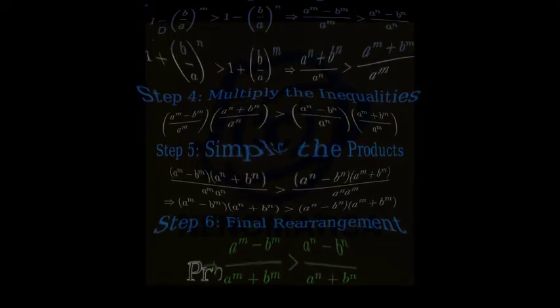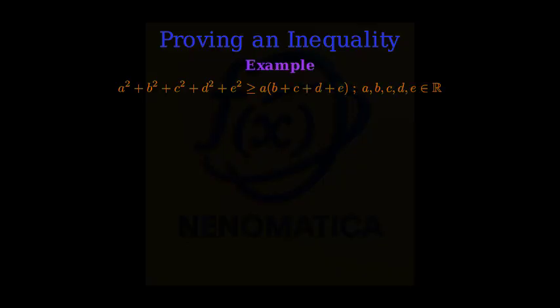Welcome to this math video where we'll prove an inequality using algebraic techniques. Let's start by looking at the inequality we need to prove. Here's our example. We need to prove that a squared plus b squared plus c squared plus d squared plus e squared is greater than or equal to a times the quantity b plus c plus d plus e, where a, b, c, d, and e are real numbers.